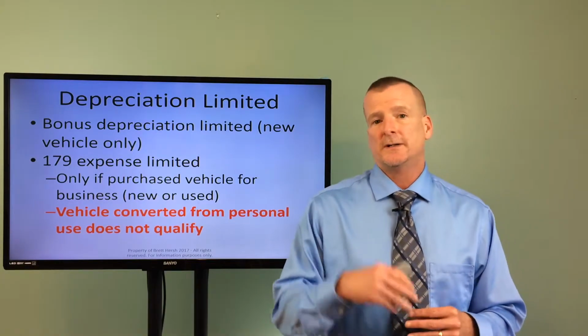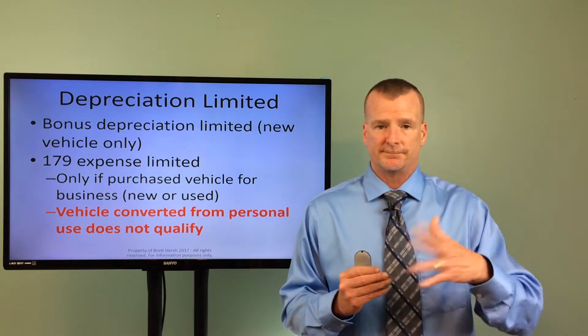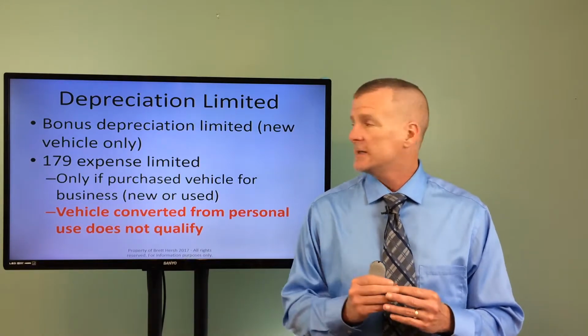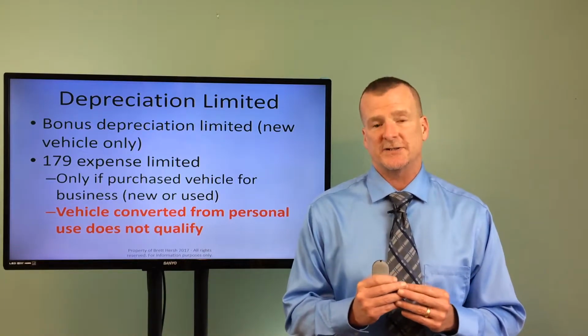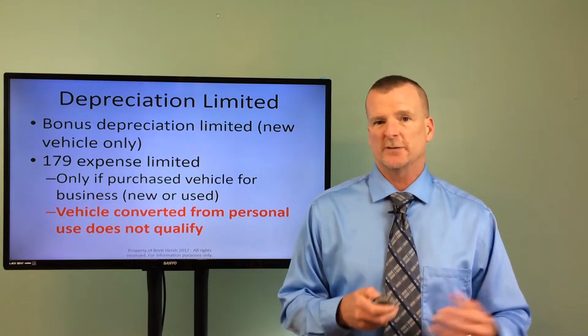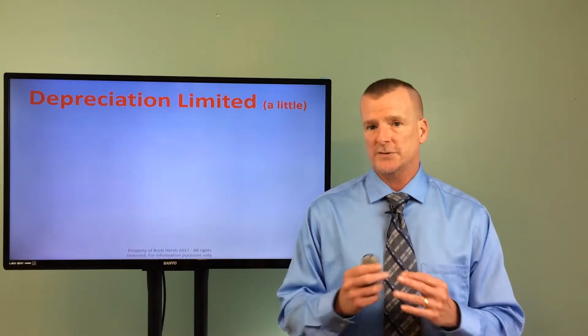Let's say, for example, your spouse has a vehicle and yours broke down, so you decided to use his or hers. Guess what? You can't claim 179 or bonus depreciation on it either because you actually owned the vehicle before that. So it doesn't work on a converted vehicle for personal use.